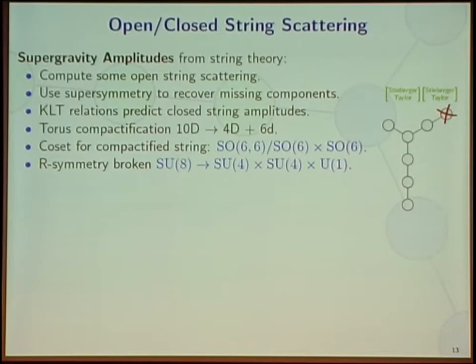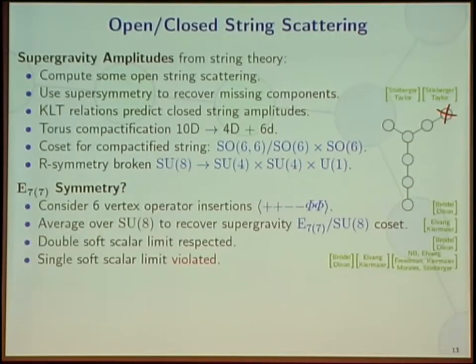Now, the one remaining trouble with that calculation is that in string theory, you don't have the E7 over SU8 coset, but you just have a smaller coset, namely this SO(6,6) over SO(6) cross SO(6) coset. That is, in the E7 diagram, you cross out one node, so it will be less constraining and will allow for more counterterms. Correspondingly, the R symmetry is not SU8, but it's actually SU4 cross SU4 and maybe U1. So how can we make any claims about E7 symmetry? Well, we can make some claims.